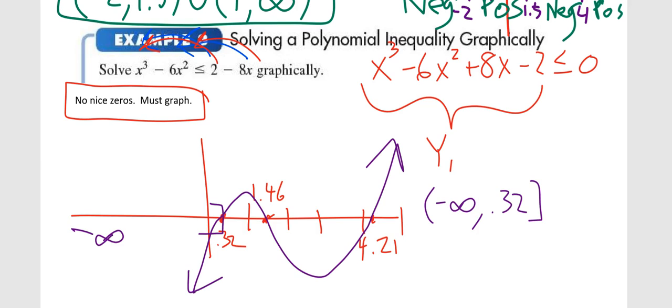Does that fit in the category? It does. Every single y value in that group is less than or equal to 0. I like the bracket. That's nice. Union what? 1.46 to 4.21. Brackets or parentheses? Brackets. Thank you very much.